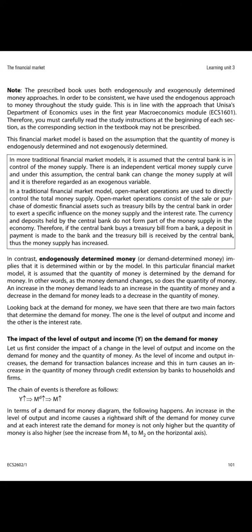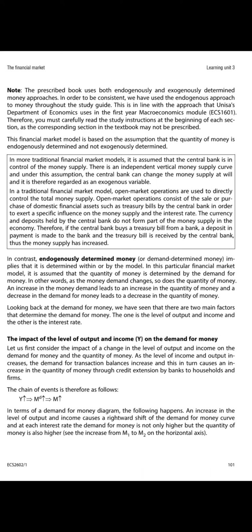All right, so what's the assumption there between the two? Just to cut that long story short. If something is endogenously determined, we are basically saying it's determined within the model, right? So in this instance, if money is endogenously determined, we're basically meaning it's determined by demand. In other words, our quantity of money is basically determined by our demand for money. So it can either go up and down.